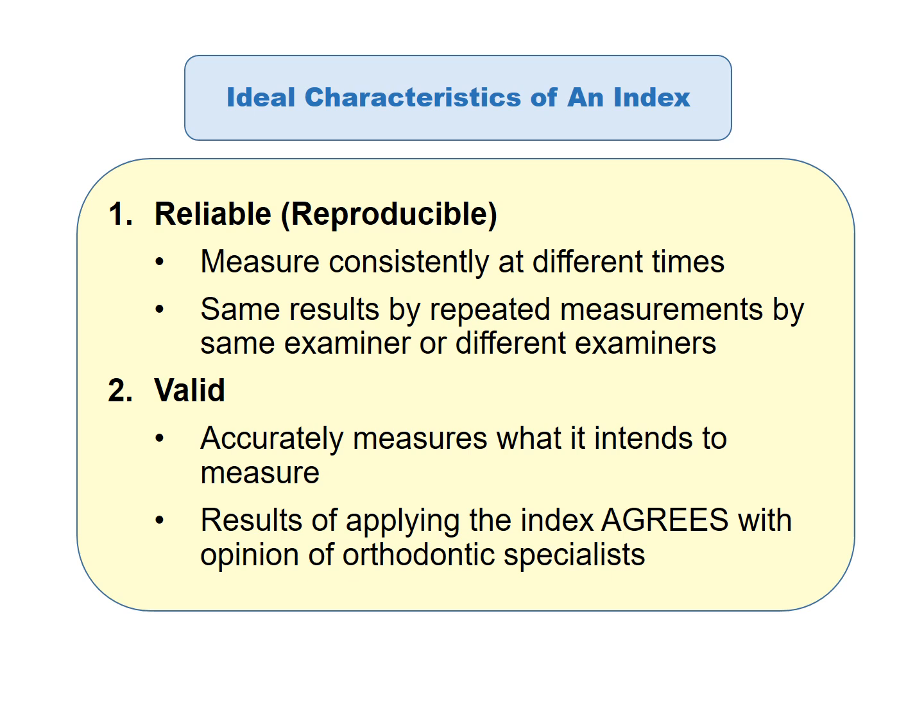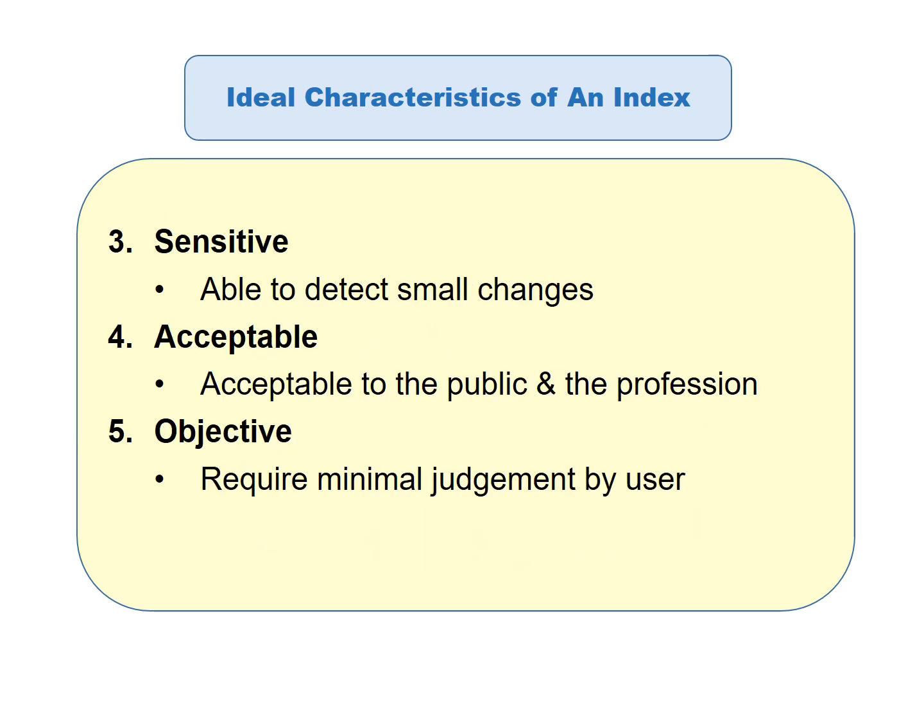Number two, the index should be valid. In other words, it must accurately measure what it intends to measure. Results of applying the index must agree with the opinion of orthodontic specialists. Now, the third requirement, it should be sensitive and be able to detect small changes. Fourth, it must be acceptable to the public and the profession.